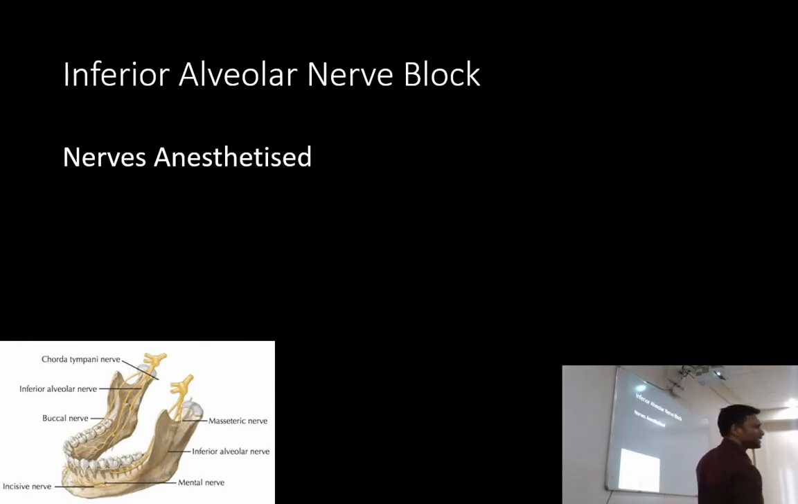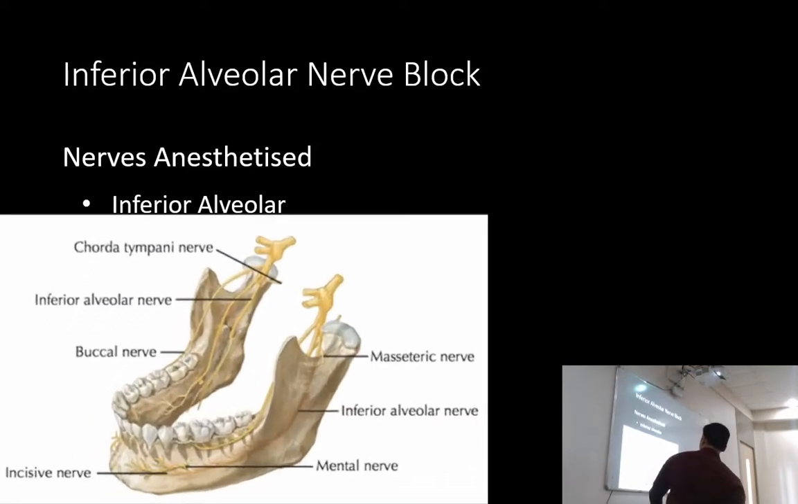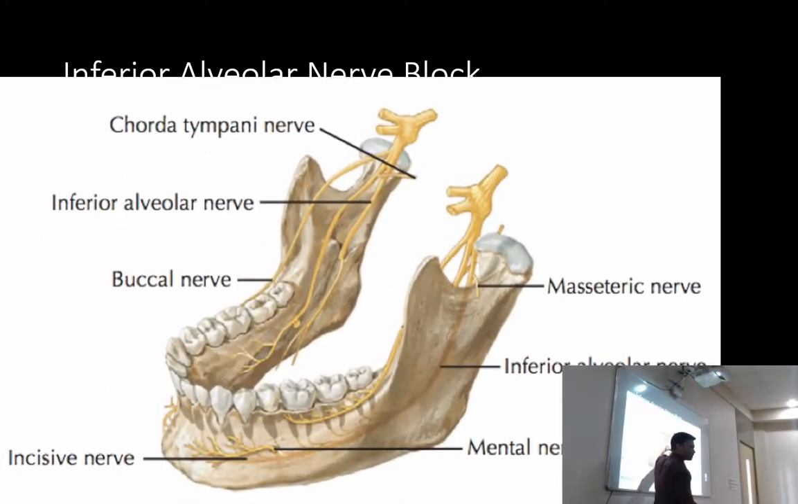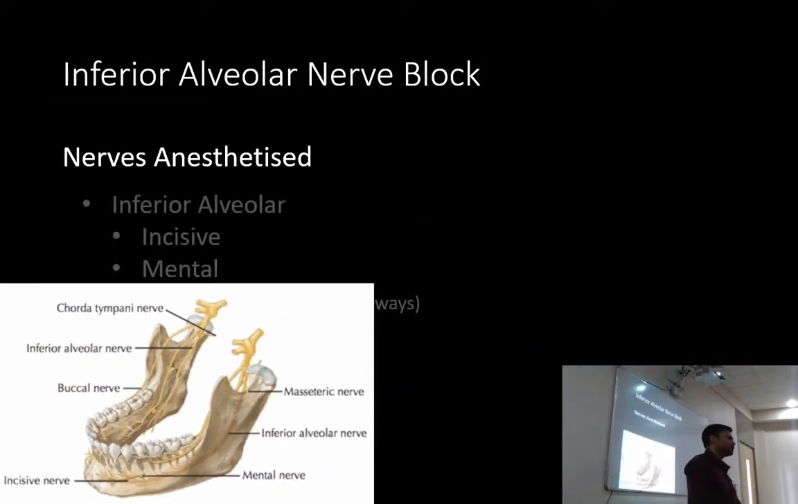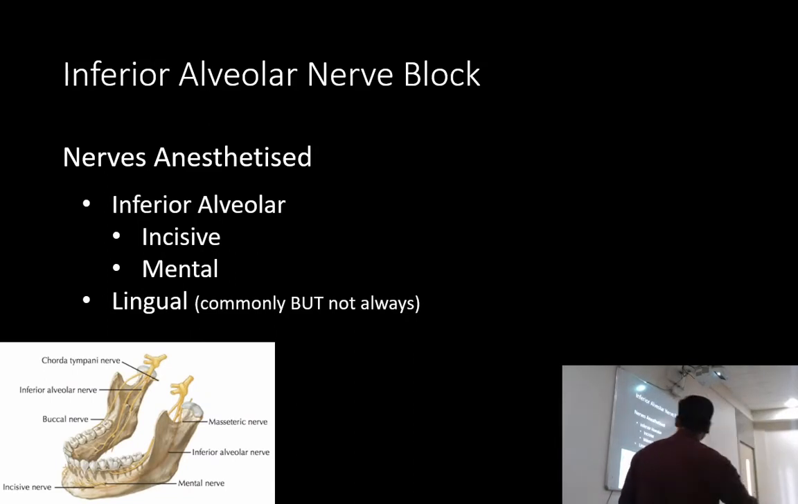Now, what are the nerves anesthetized? So you remember, कहाँ गया? Okay, so this is the inferior alveolar nerve. It goes in. We anesthetize this nerve at this point, right? Right before it enters the mandibular foramen. उसके आगे कौन सी branches हैं? We have the inferior alveolar nerve and its branches, that is the incisive and mental nerve. So the nerves anesthetized are inferior alveolar, incisive, mental.